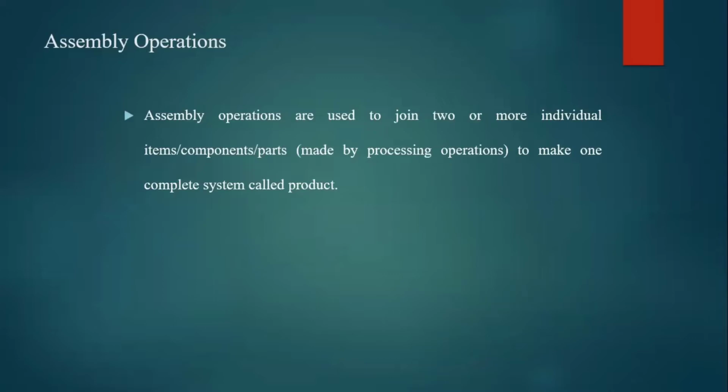The next classification of the manufacturing operations include the assembly operations. And the assembly operations are used to join two or more individual items, components, parts, which are manufactured by using the processing operations, to make one complete system, a bigger system, known as the product.